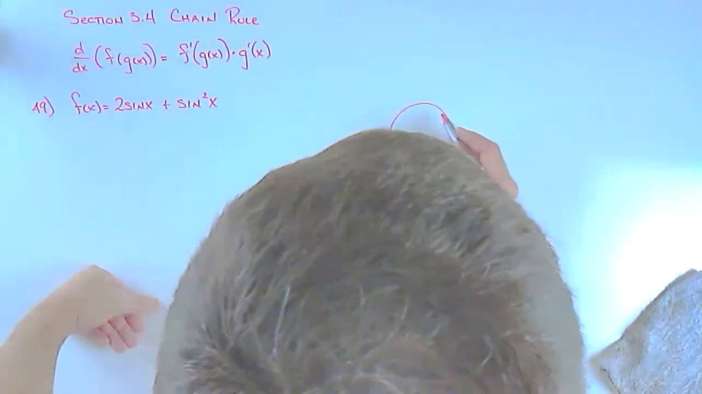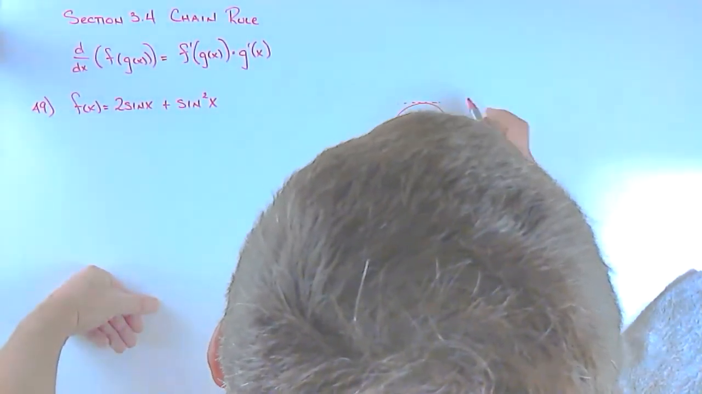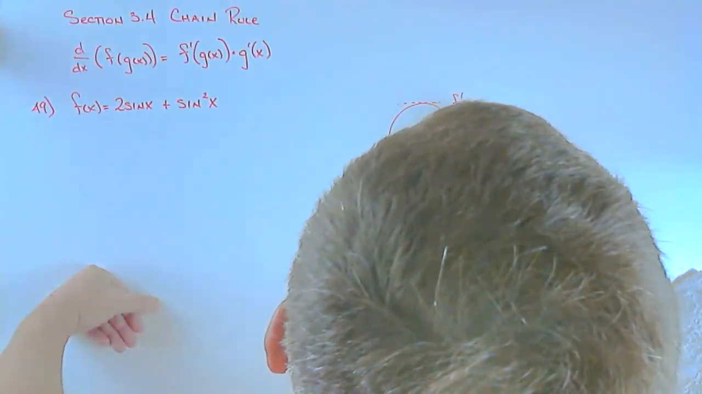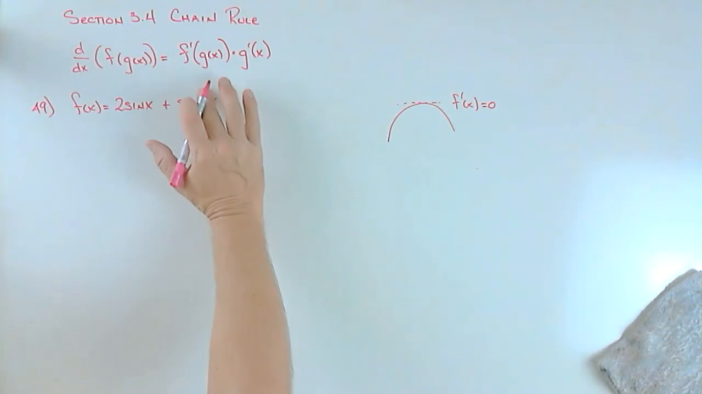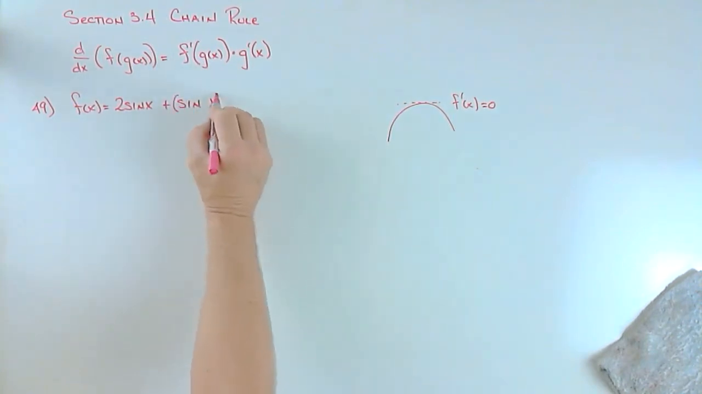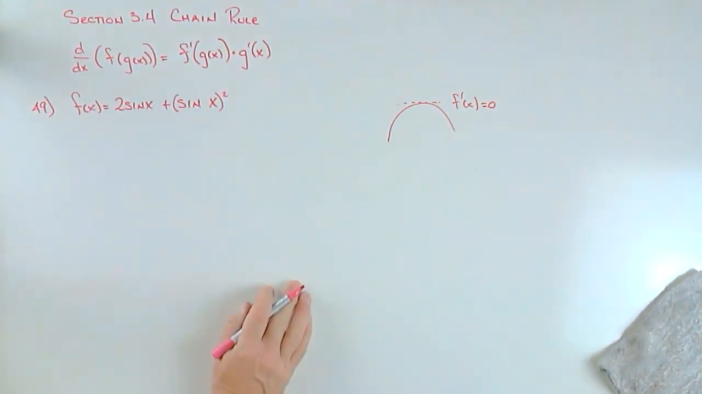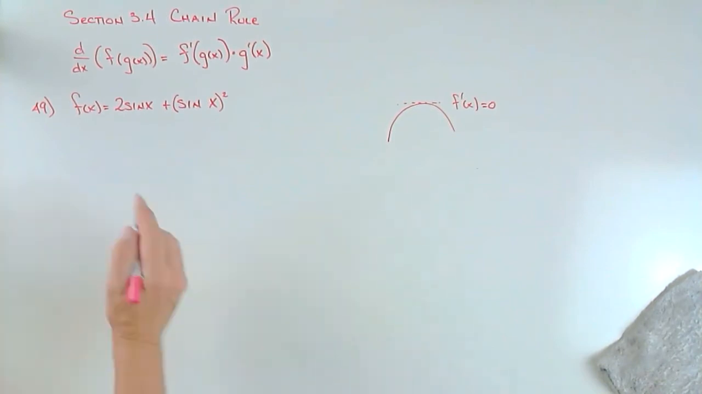Now we know what it means when they say tangent line horizontal. That means the slope equals 0. That's what tangent line horizontal means. The slope equals 0. So I've got to find the derivative. I know how to do that. Now remember, sine squared means this, right? That's what it means. So we can use the chain rule here.